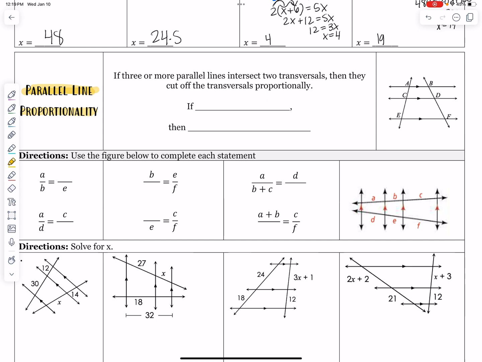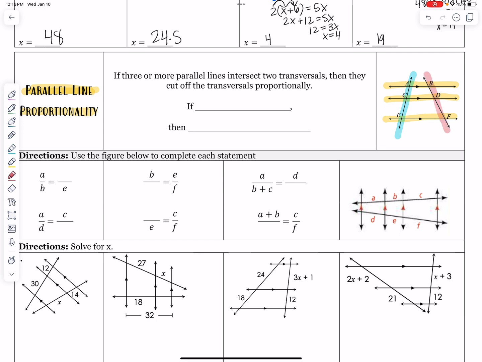If 3 or more parallel lines intersect 2 transversals, okay, this is interesting. So we need at least 3 or more parallel lines, which we do have here. Let's highlight them. These 3 are parallel, 3 or more it says. And you have 2 different transversals. So I have the blue transversal, and then I have the orange transversal.